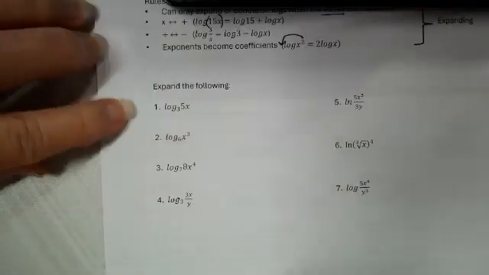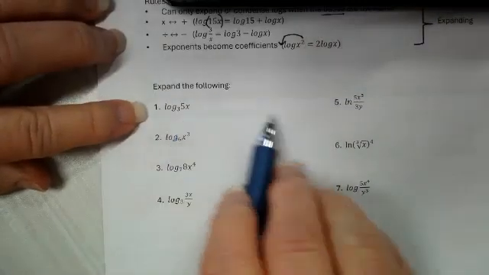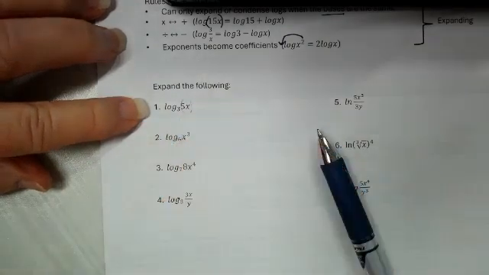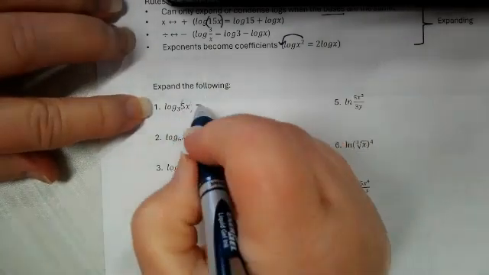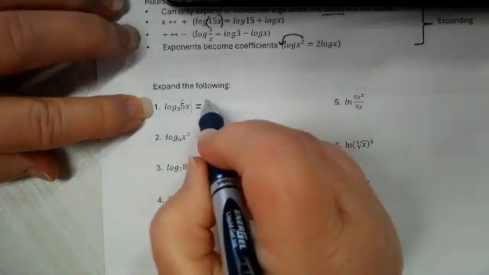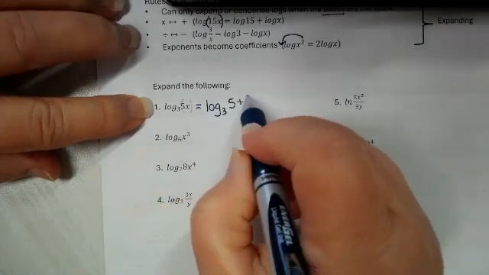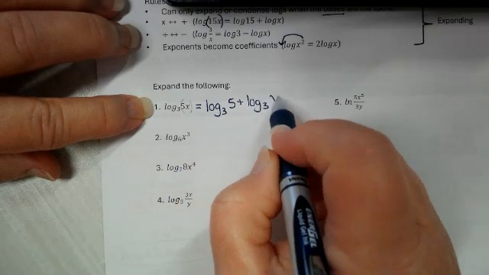So the first one, notice this is multiplication. We're going to pretend like there's parentheses around these. So we're going to split that up. Multiplication becomes addition. So we're going to say log base 3 of 5 plus log base 3 of x.